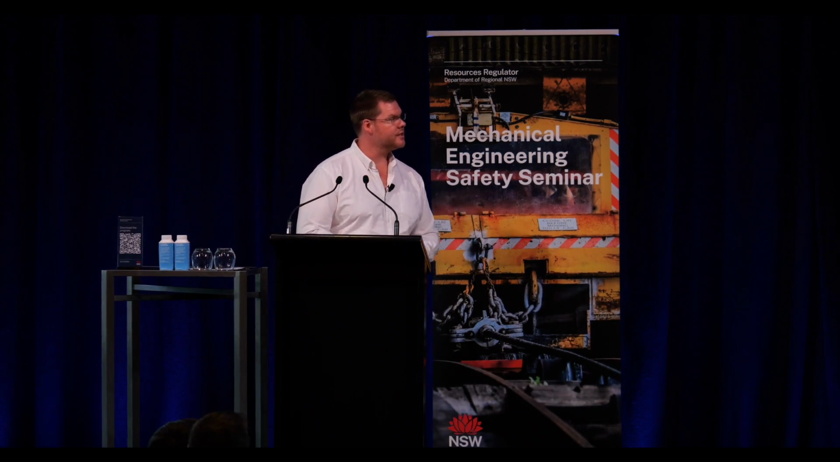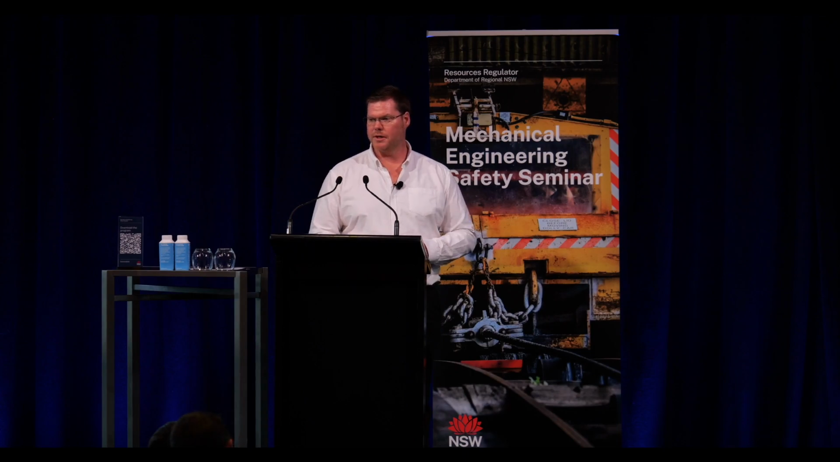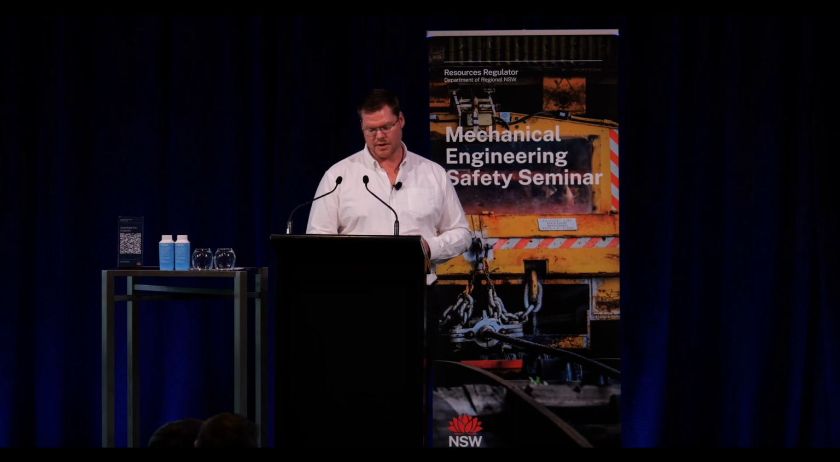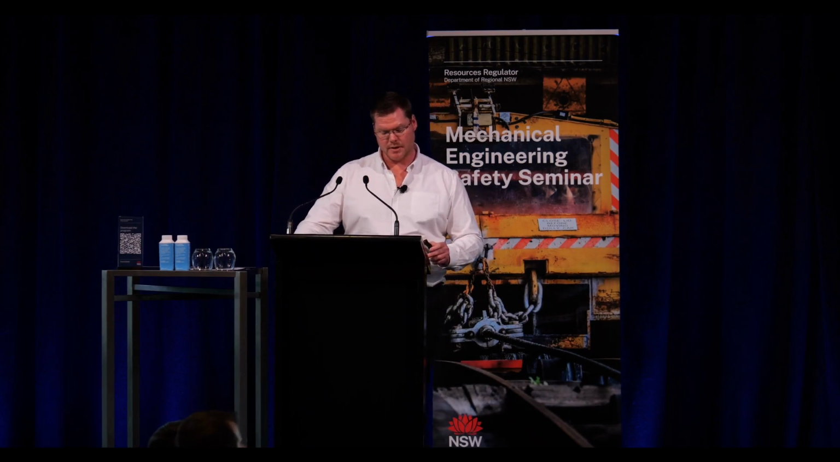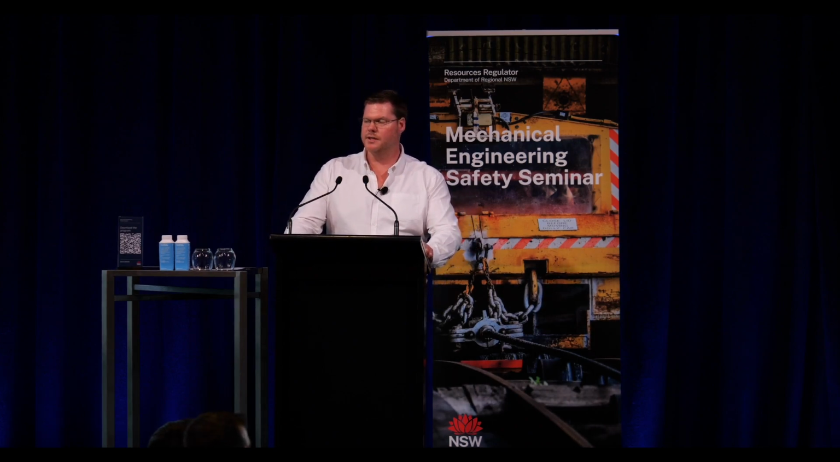We use deflection sheaves a lot when doing our rope handling activities. So deflection sheaves, they're pulleys or a set of pulleys that are used in rope systems to change the direction of the rope and control the angle of pull. So these are designed to reduce the amount of stress and wear on the rope by spreading the load over multiple strands and distributing stress evenly. So they're a commonly used piece of equipment, but if used incorrectly or sized incorrectly, they can pose a significant risk.